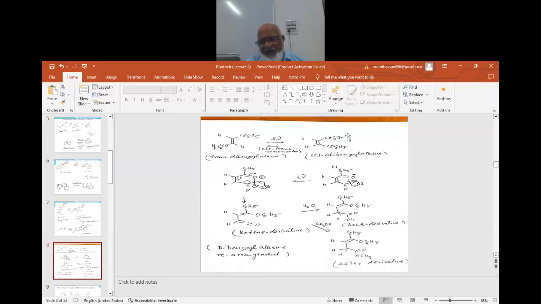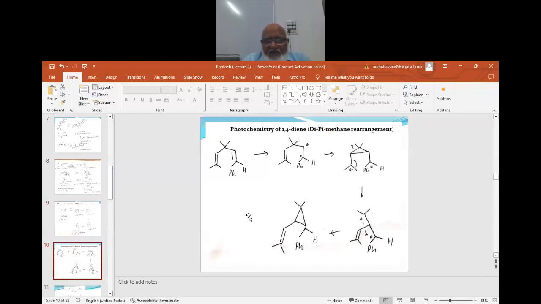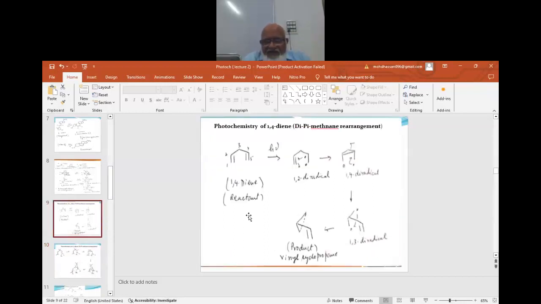There are two benzoyl groups in the cis orientation that can undergo reaction with the phenyl group. The excited carbonyl adds to phenyl to give this type of intermediate, a ketene intermediate, highly unstable, which can decompose in the presence of water to give an acid, or it can decompose to give an ester. Then there is an example of a di-pi-methane.